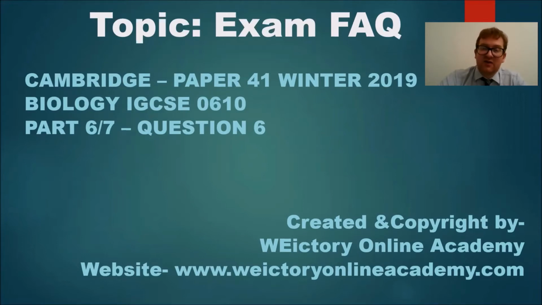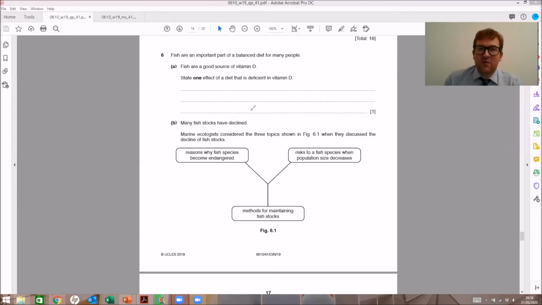In the previous video we looked at question 5 and in this video we'll look at question 6 of the IGCSE Biology paper 4 of winter 2019. Fish are an important part of a balanced diet for many people. Fish are a good source of vitamin D. State one effect of a diet that is deficient in vitamin D.